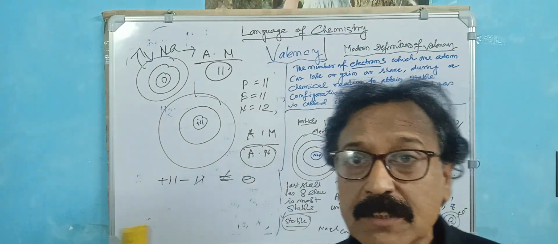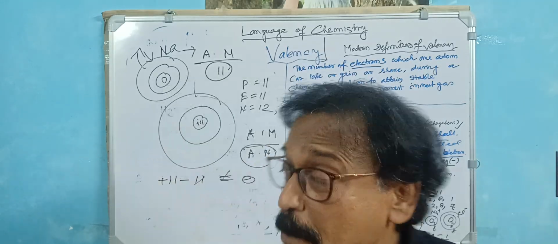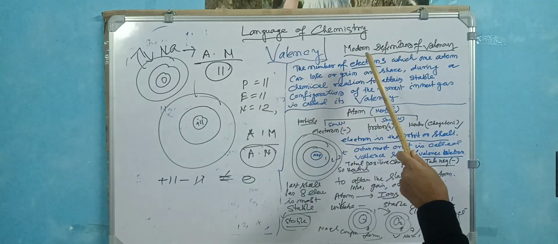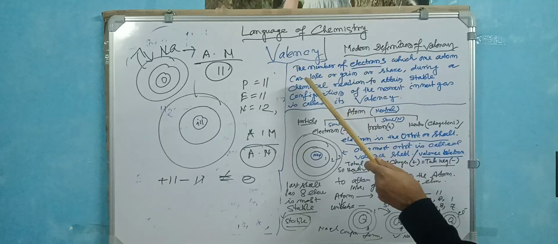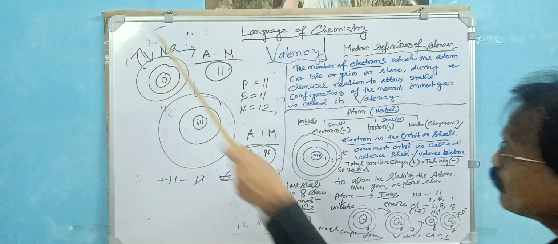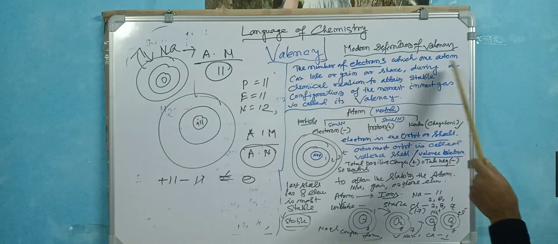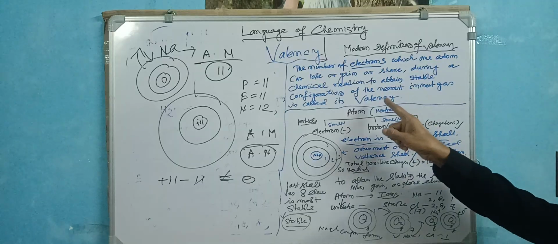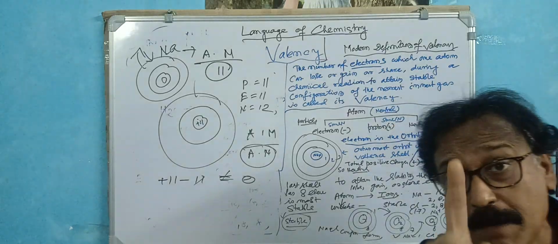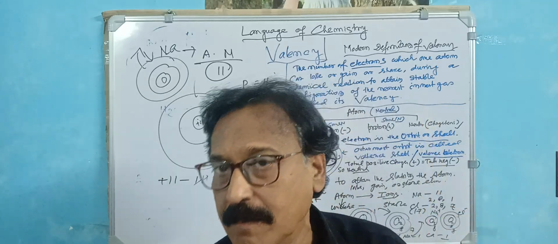Ultimately electron is responsible for chemical reactions. Very important thing, we remember. So valency is the number of electrons which one atom can lose, I can take out from here or put in here, or gain or share during a chemical reaction to attain the stable configuration of the nearest noble gas. This is the very important thing. So ultimately atom is unstable.